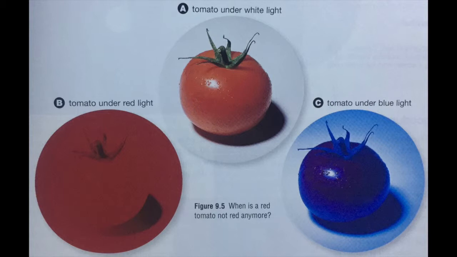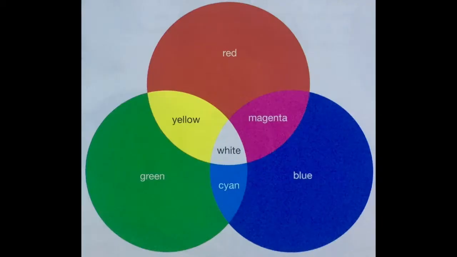In photograph B, you see the tomato under red light. The tomato still appears red since red light is not absorbed by the tomato. However, in photograph C, the tomato is illuminated by blue light. Because blue light is almost completely absorbed by the tomato, very little blue light can reflect back. Thus, the tomato looks black with just a hint of blue.